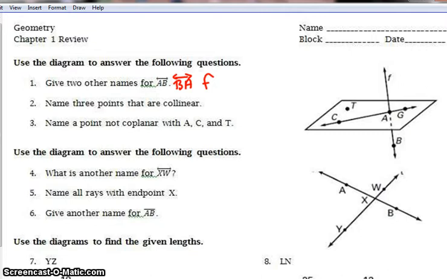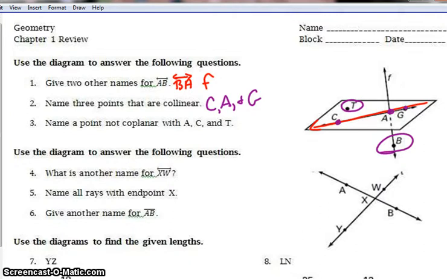So if I look here, it's the only other line shown. See if I have 3 points on it. Well, there's a point for C, there's the point for A, and there's the point for G. So 3 points that are collinear are C, A, and G. Now notice B is a point, but it's not on that same line, and T is a point, but it's not on that line either.